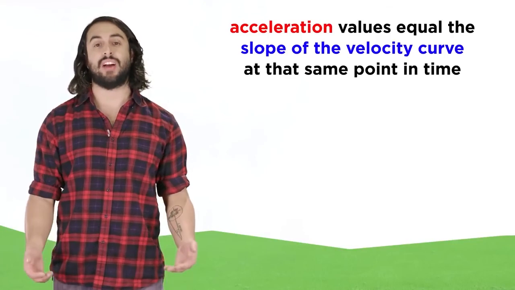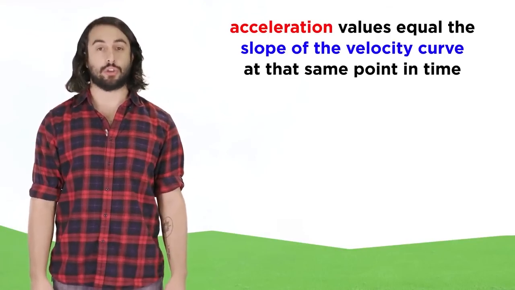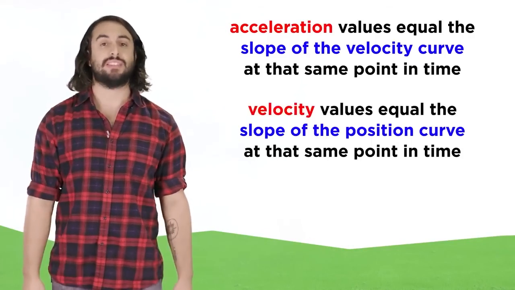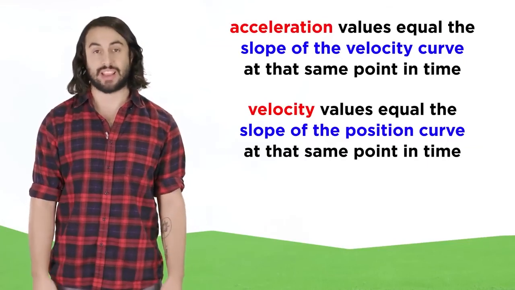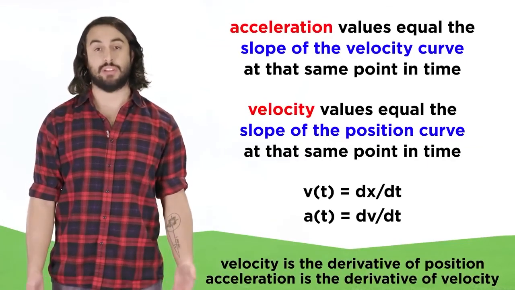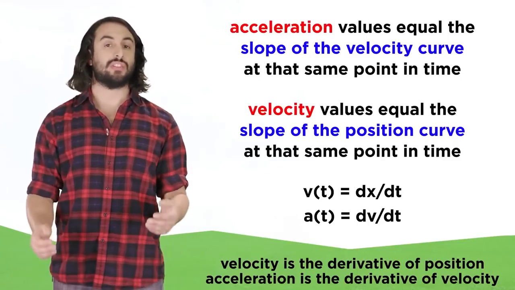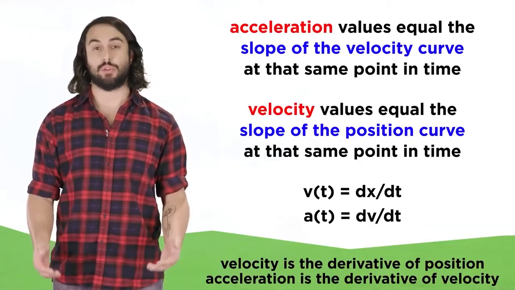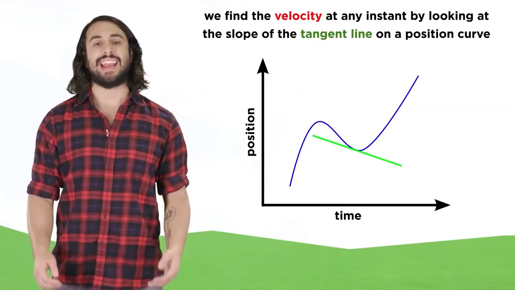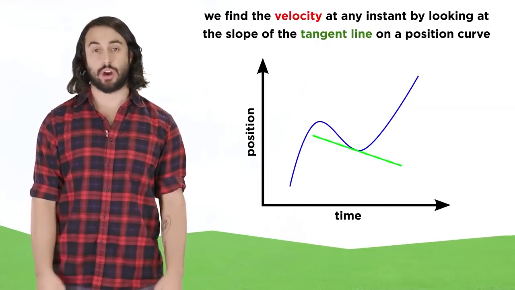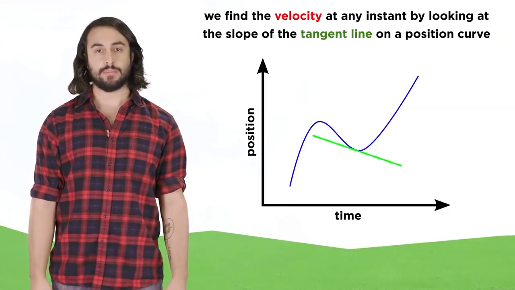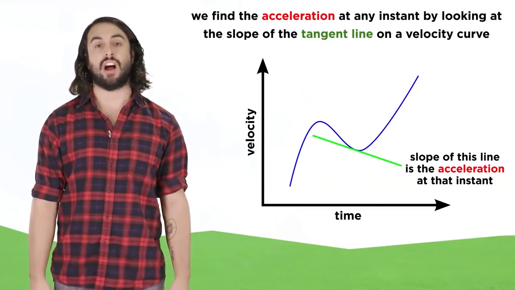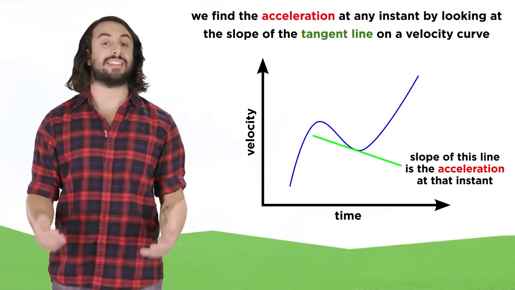In this way, every point on the acceleration graph is telling us about the slope on the velocity graph for the same point in time, and every point on the velocity graph is telling us about the slope on the position graph for the same point in time. If you are well versed in calculus, you know this means that velocity is the derivative of position with respect to time, and acceleration is the derivative of velocity with respect to time, which explains why we find instantaneous velocity on a position curve by looking at the tangent line. The slope of this line gives us the velocity at that instant, and the slope of the tangent line on a velocity curve will give us the instantaneous acceleration.